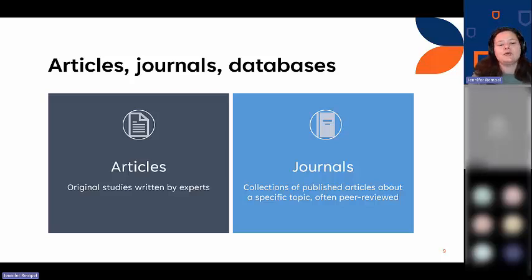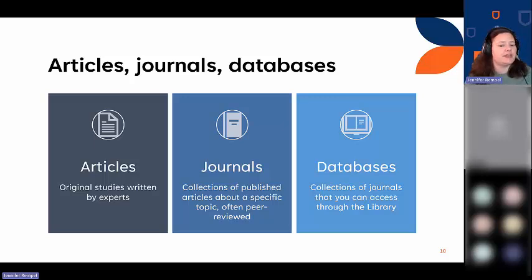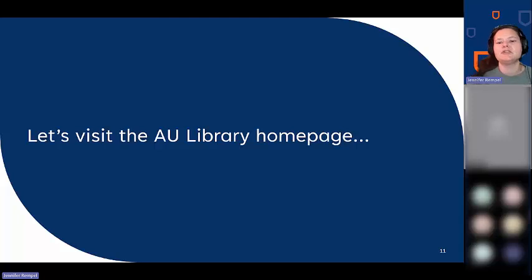Okay, and then of course, articles are published within journals, and journals are then collected into giant databases. These are collections of journals, usually hundreds of them, that publishers have put together that you can search through a library. We're going to go now to the library homepage, so I'm going to just stop recording and I'll share my screen instead.